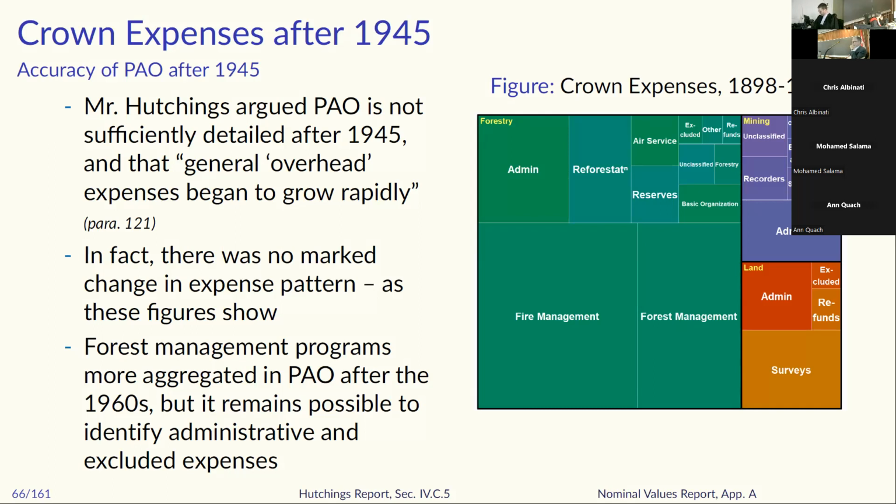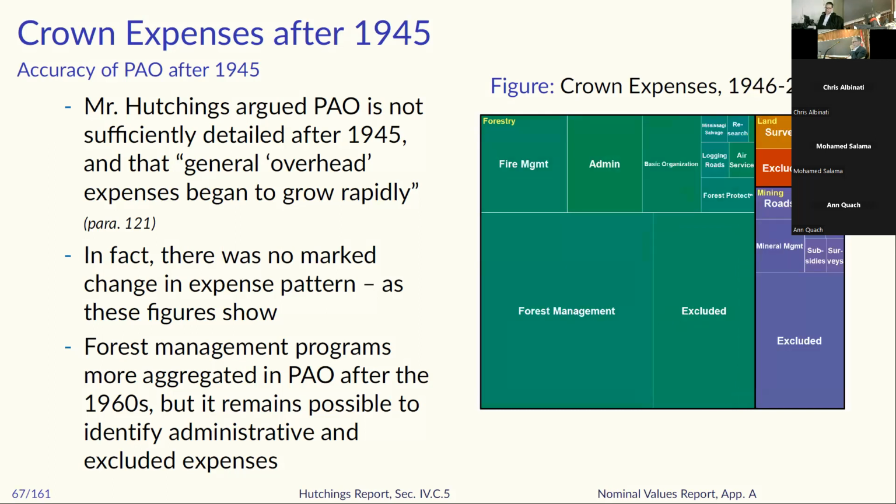And if we flip to slide 67, the figure on slide 67, again, there is a box labeled basic organization. Were there any expenses that you categorized as basic organization after 1968? I don't believe so. The 1968 may not be fully accurate.